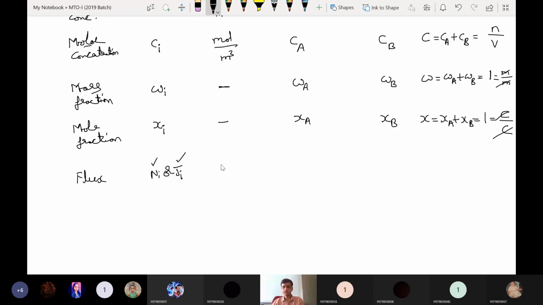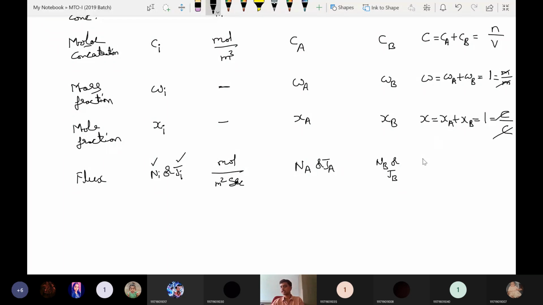So this will have units of mole per meter square second. By the definition of flux only, we can write this unit: moles of component transferred from one phase to another per unit time per unit area is called flux. For component A, it is denoted by NA, or we can say JA. For component B, we can denote it as NB or JB.